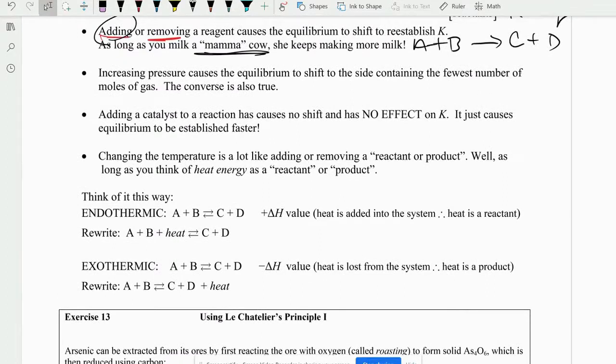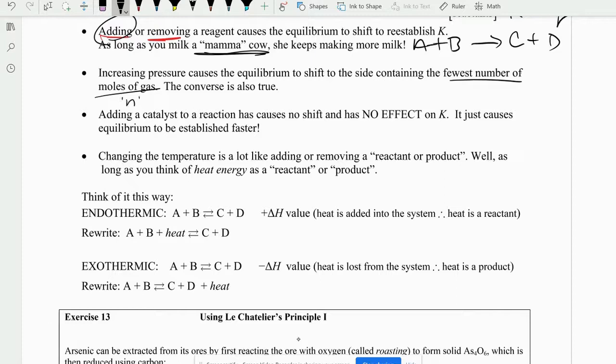The second stressor that's discussed in Le Chatelier's principle is this concept of increasing pressure. Now, remember, guys, when we talk about equilibrium, we're really only dealing with gases and aqueous solutions. We don't deal with pure liquids and solids as a part of the equilibrium expression. So naturally, you're going to see something with gases here. So we're talking about pressure. It says increasing pressure will cause the equilibrium to shift to the side containing the fewest number of moles. The fewest number of moles.